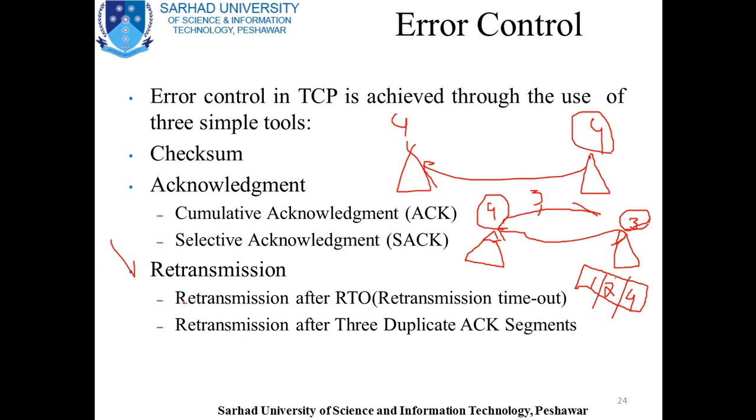So retransmission can be done after a timeout. It means if the transmitter has sent the data, and after, let's say, 1 hour, it hasn't received the acknowledgement, it will consider that the packet was not received by the receiver. So it will send the packet again, because the receiver hasn't sent back the acknowledgement. So that is the first case.